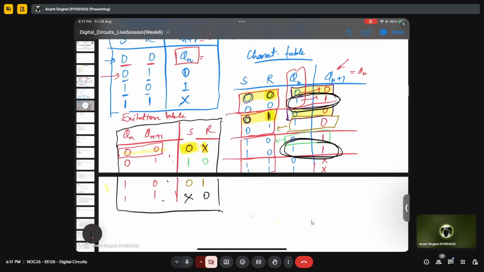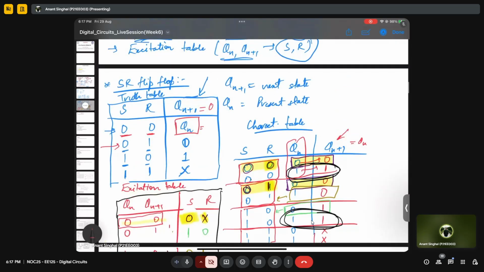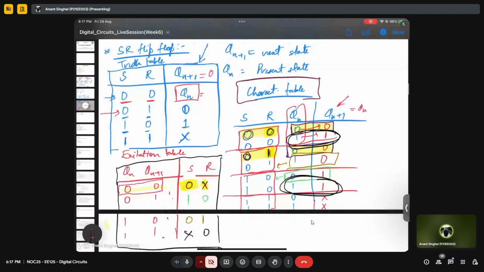Yeah. So these are the three tables that we should be learning about all the flip flops. So this is about the SR flip flop. Is the SR flip flop clear to everyone?